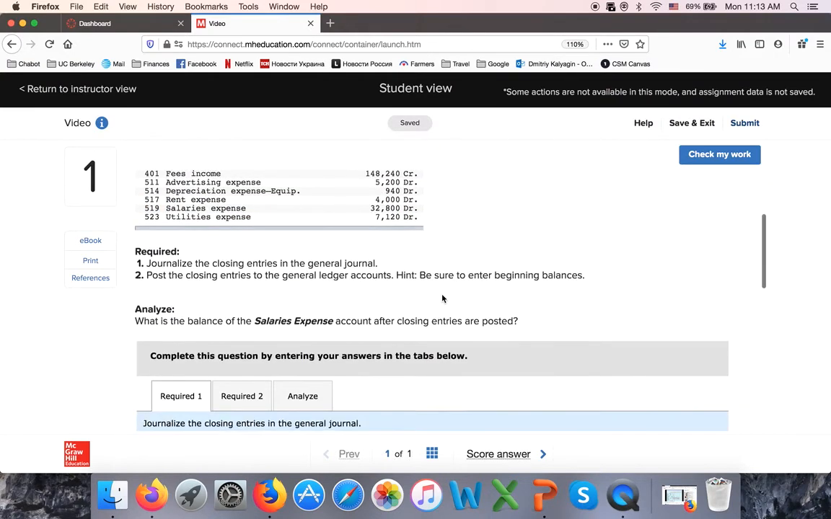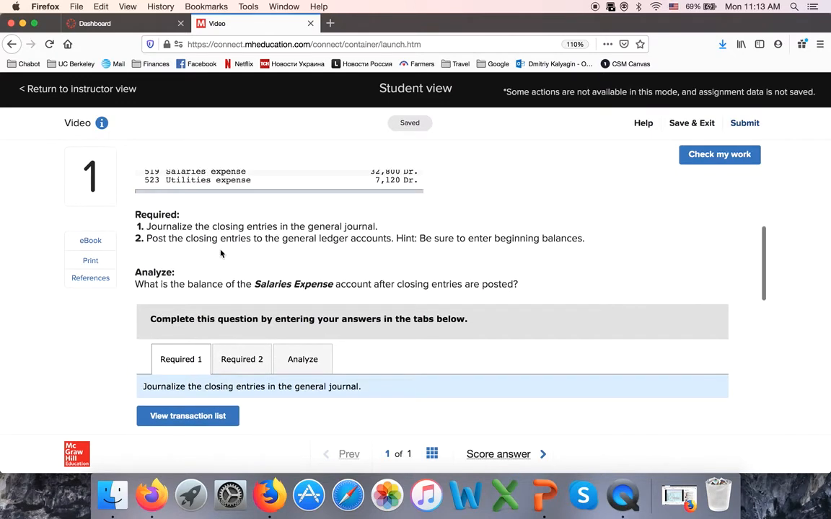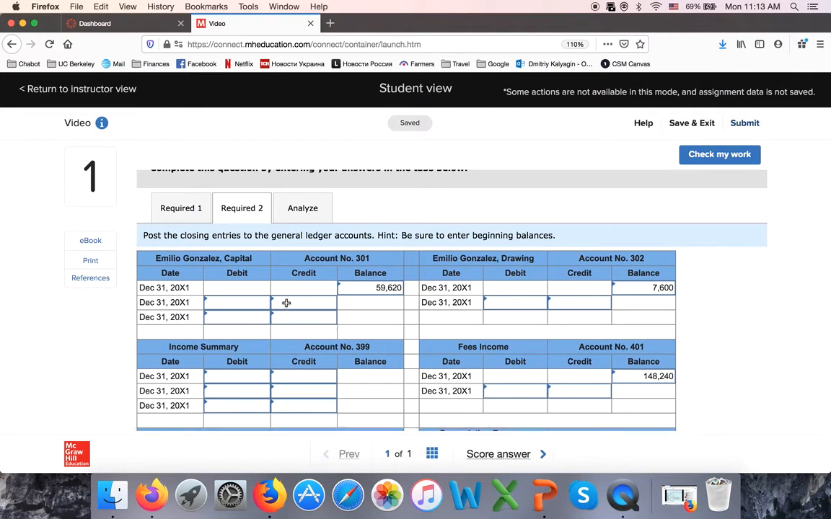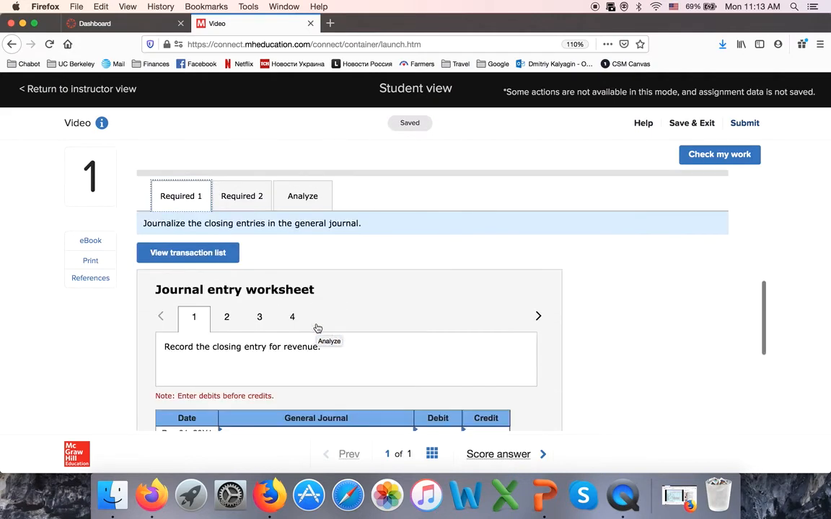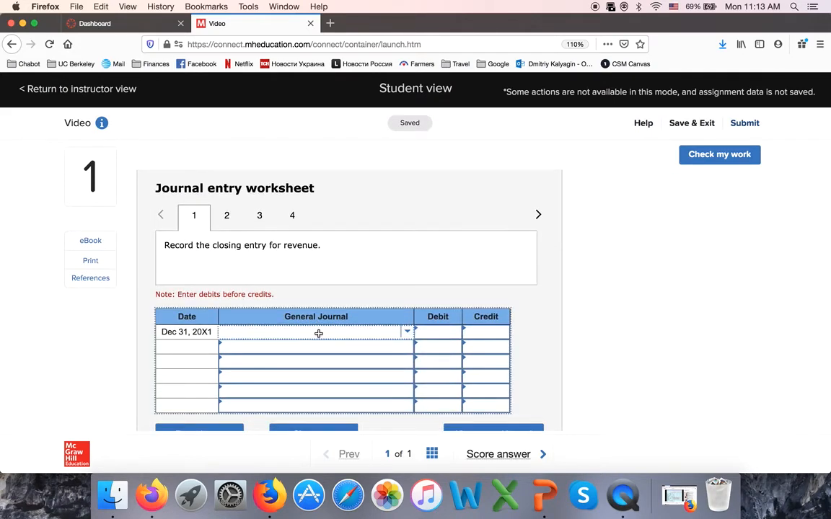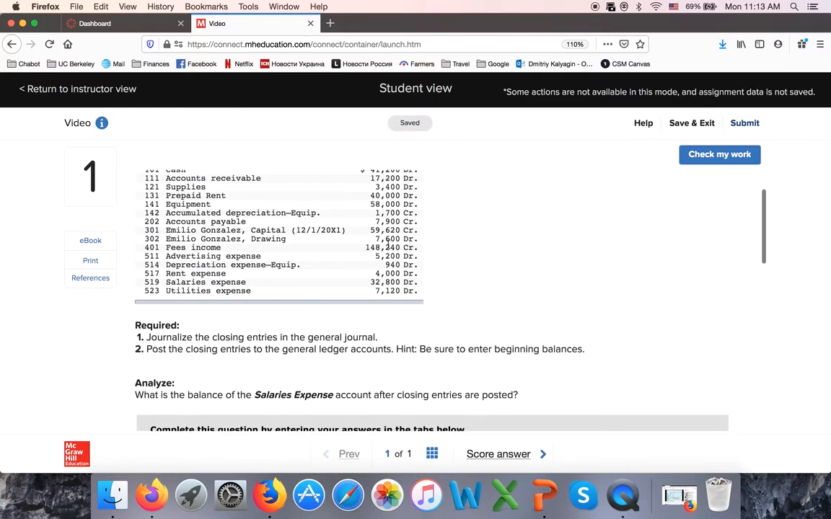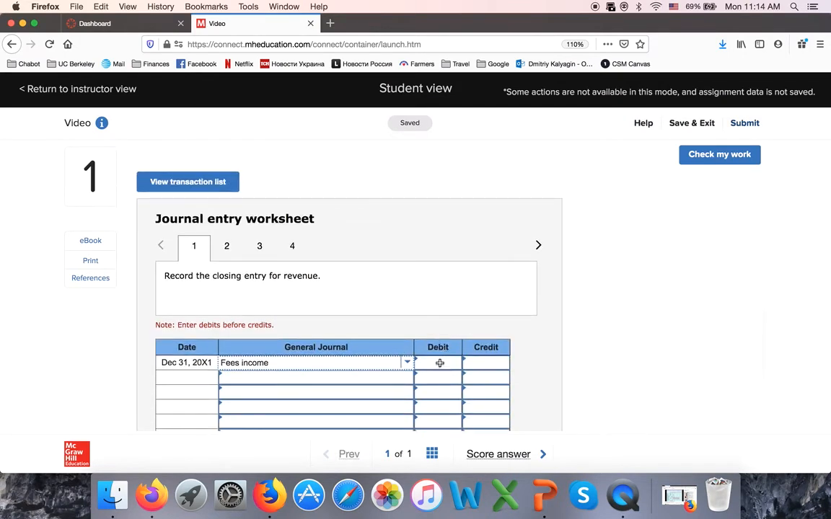So I already prepared the ledger. So in the first requirement, we're gonna journalize closing entries. In the second one, we're gonna post them to the ledger, and we don't need to analyze. So let's do journal entries. First step, close revenues. So my revenue account is fees income. I'm just going to look at the balance, which is 148,240, and I'm going to debit this account 148,240, and I'm going to move it to the income summary account by crediting it.